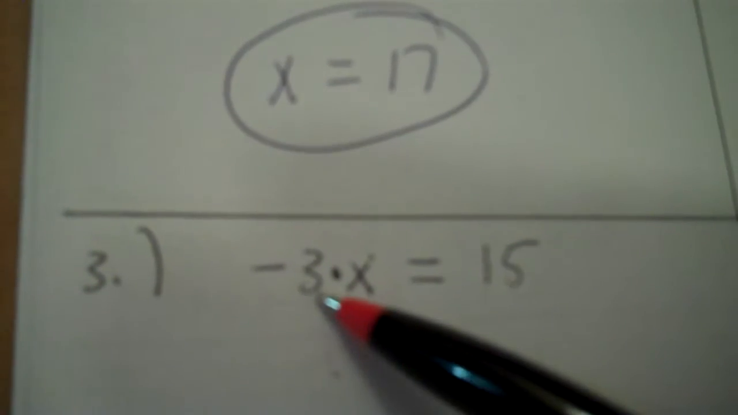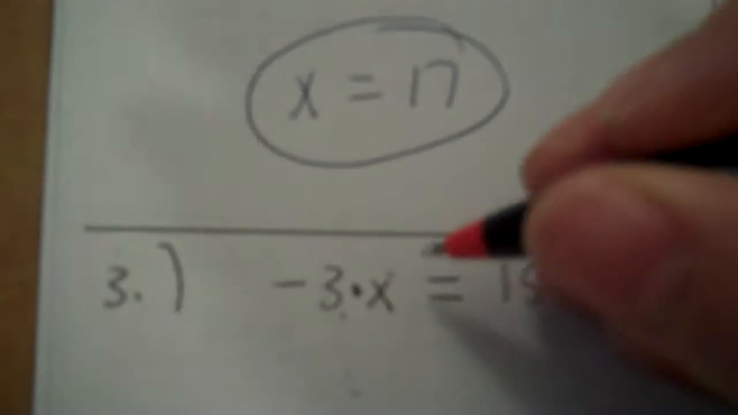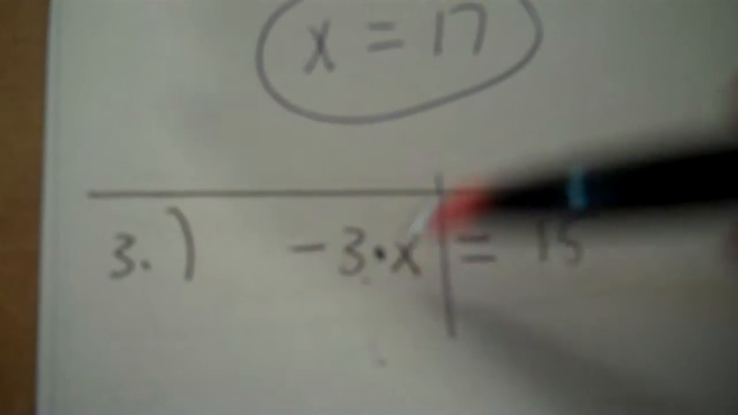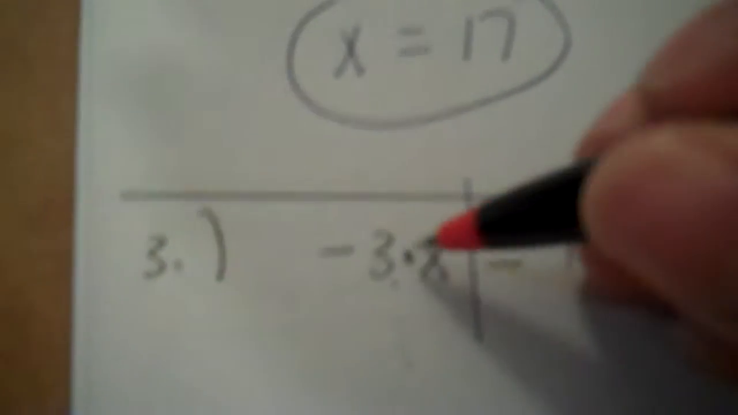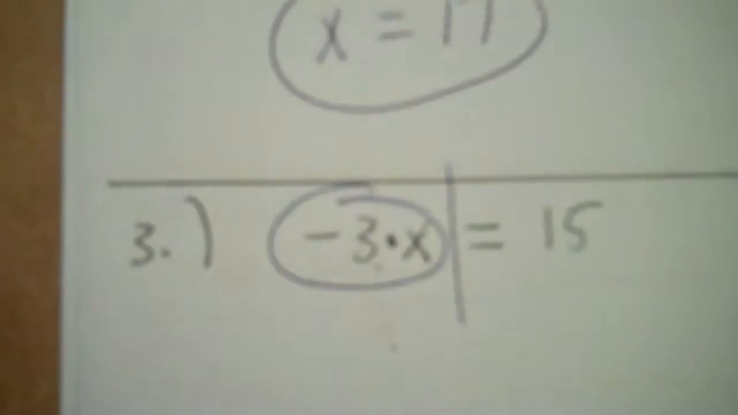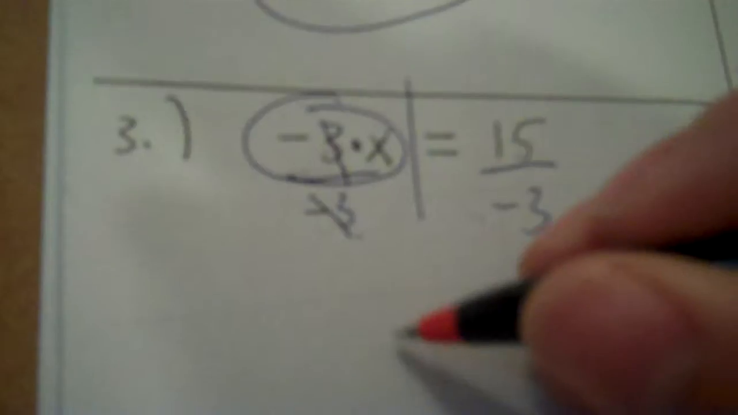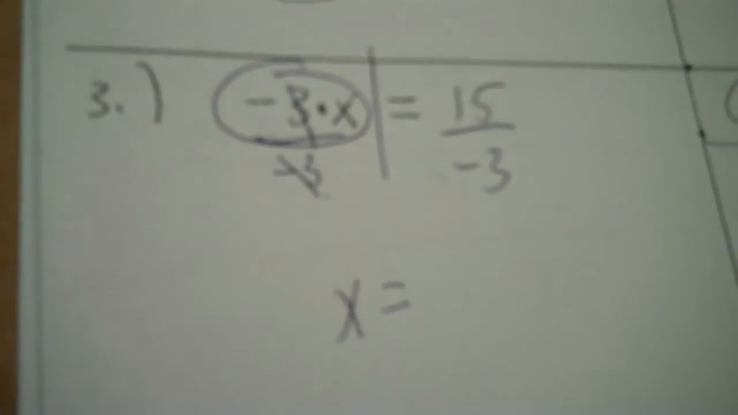Okay, number 3. Negative 3 times x equals 15. So this time we have the dot, so we know that means times, so the opposite of, and when I have a dot I like to circle it, okay, because the opposite of a times negative 3 would be a divide by negative 3, okay, so we divide by negative 3. Okay, 15 divided by negative 3 is negative 5.